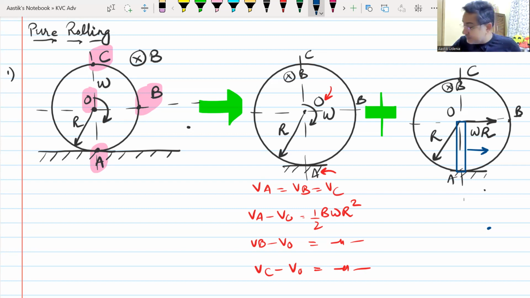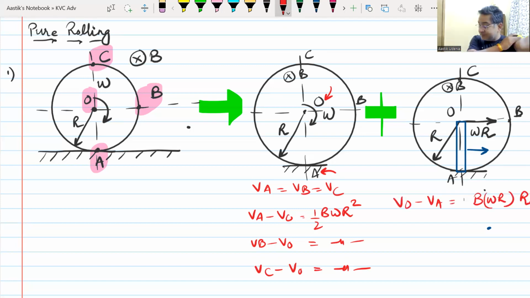Then we can find out the potential difference between O and A. What will be the potential difference between O and A? VO minus VA will be equal to B into omega R into R. Yes or no? Yes, sir. Potential difference between O and B: the rod's velocity will be parallel, so they will be at the same potential. Do we understand this?